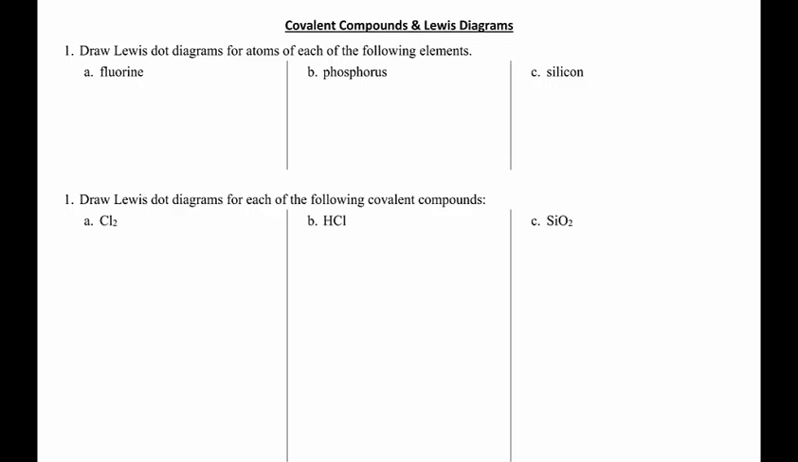Okay, we're looking at covalent compounds and Lewis diagrams, and this video accompanies the activity that's in the module, so it shows you how to get the answers. So draw Lewis dot diagrams for atoms of each of the following elements.